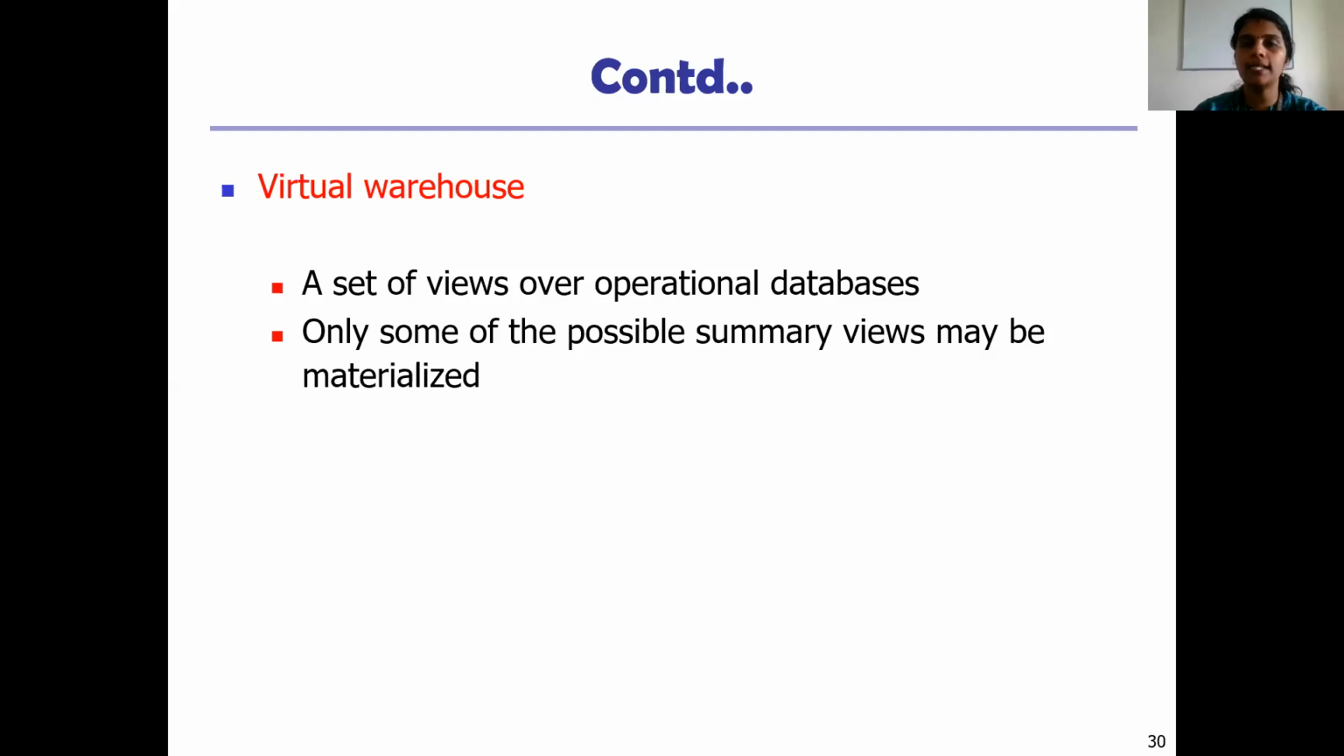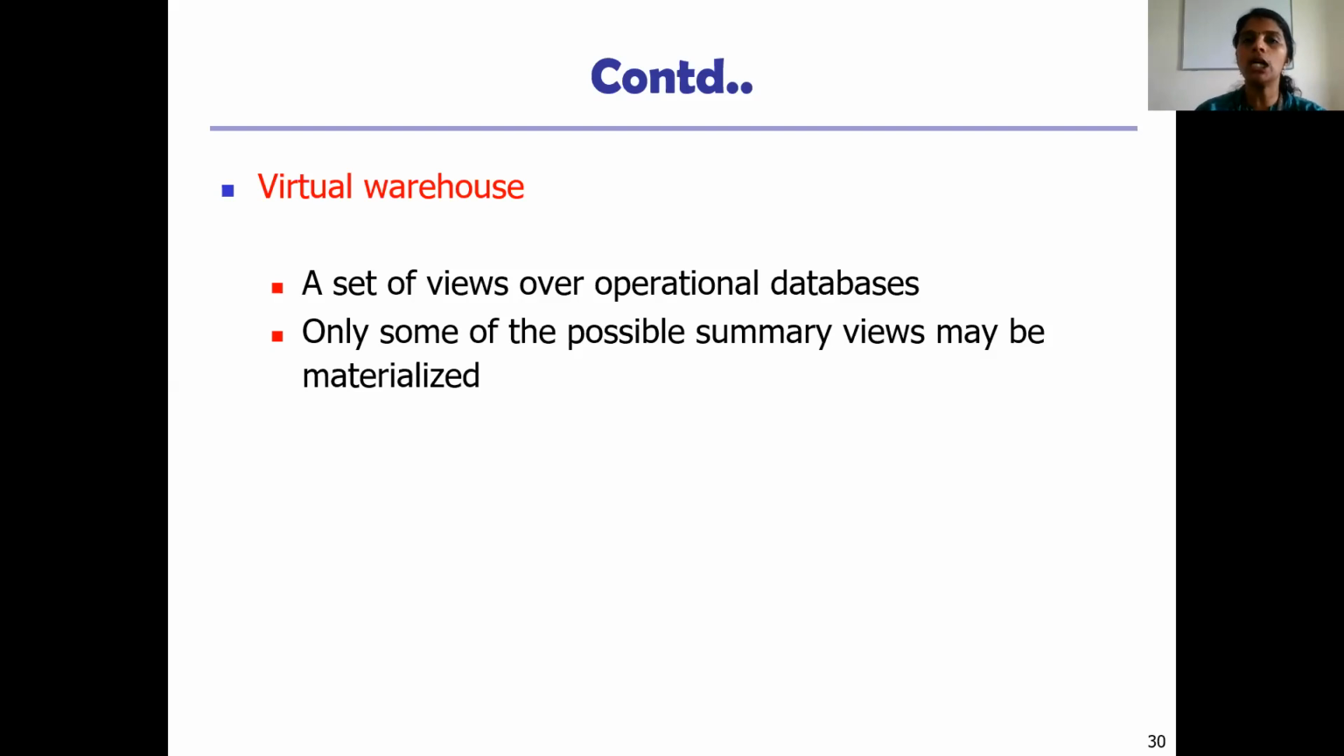Now, two varieties of data marts are dependent data marts and independent data marts. What are dependent data marts? Dependent data marts are dependent on the enterprise warehouse. First, you will build the enterprise warehouse. From the enterprise warehouse, you will derive the dependent data marts. What are independent data marts? Independent data marts are derived from the operational databases. So you will first derive the independent data marts. From the independent data marts, you will build the enterprise warehouse.